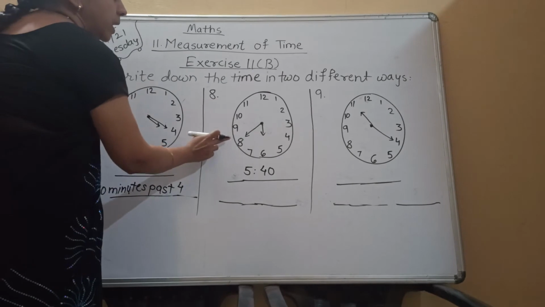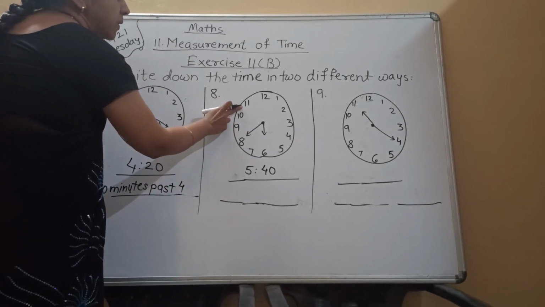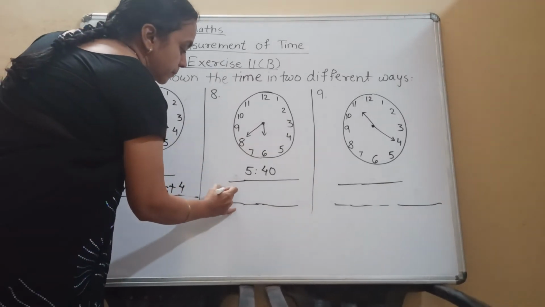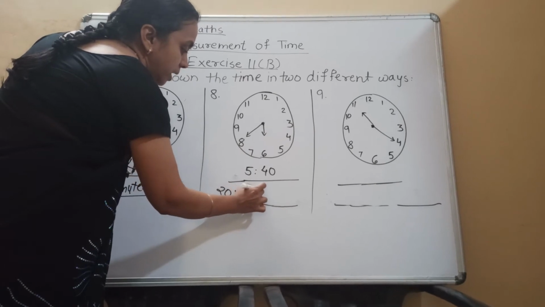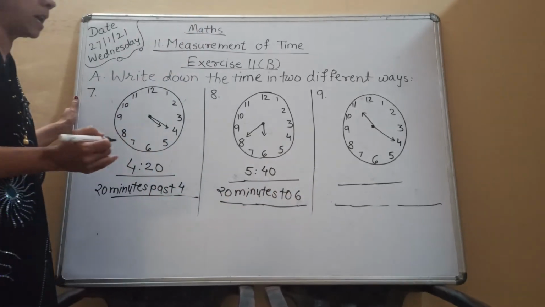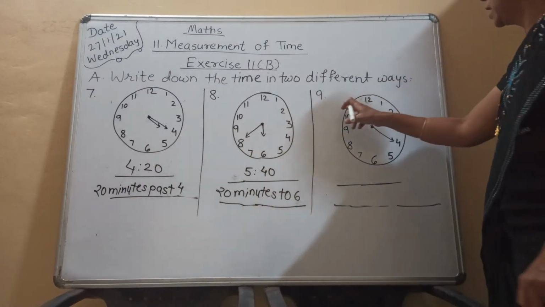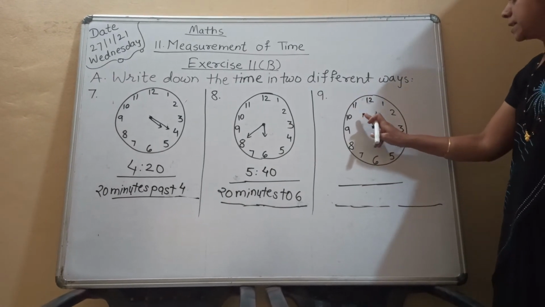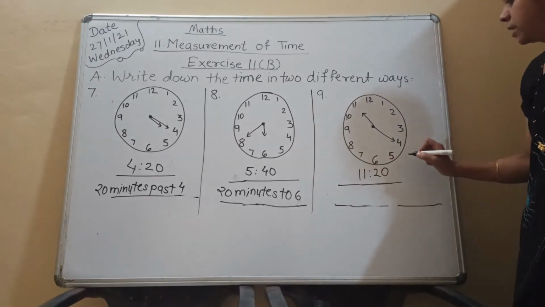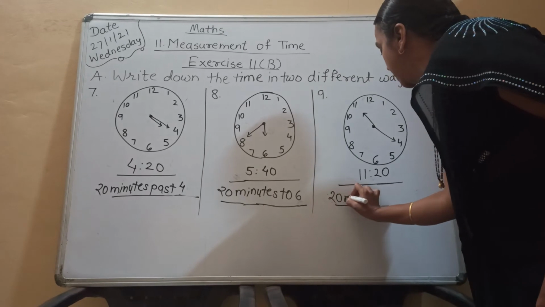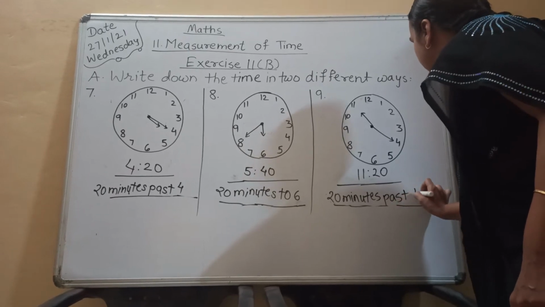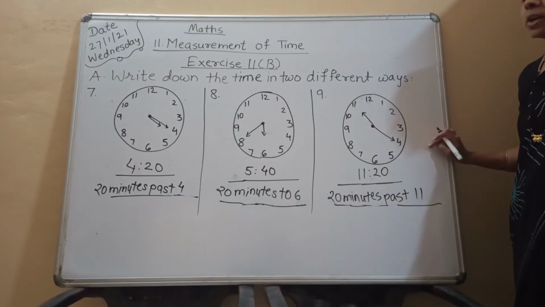And how many minutes are remaining? See, 5 + 5 10, 10 + 5 15, 15 + 5 20. 20 minutes to 6. So you write down 20 minutes to 6. 6 बजने को 20 minutes बाकी है. Okay. Now see ninth example. What time is it? It is 11:20. So you write down here 11:20 and 20 minutes past 11. So complete in your textbook.